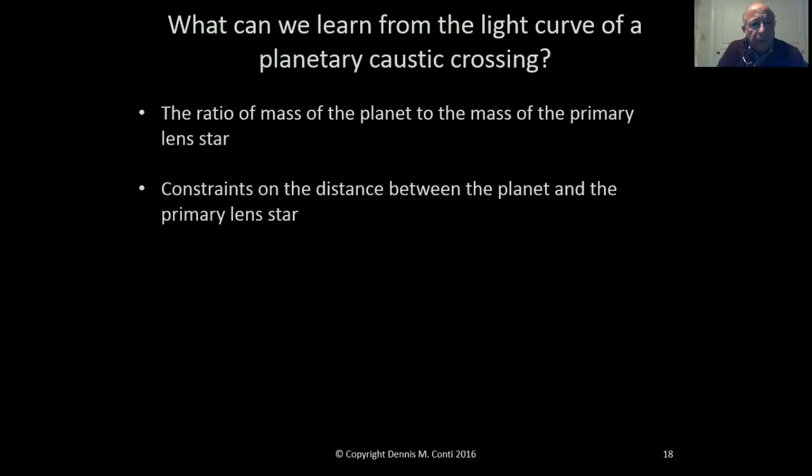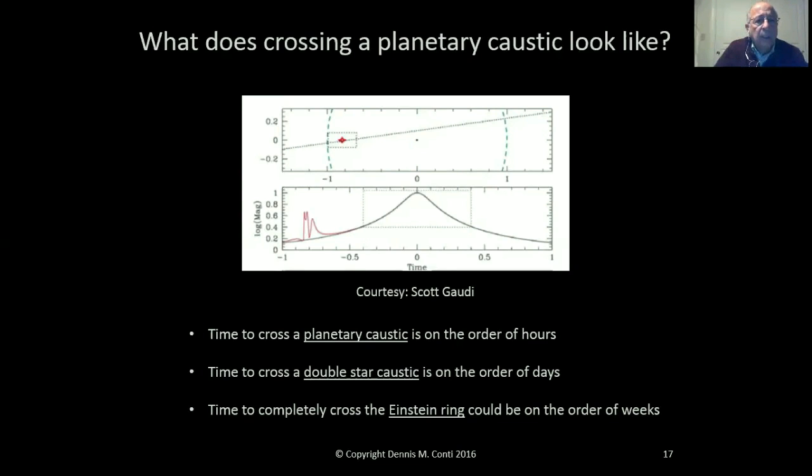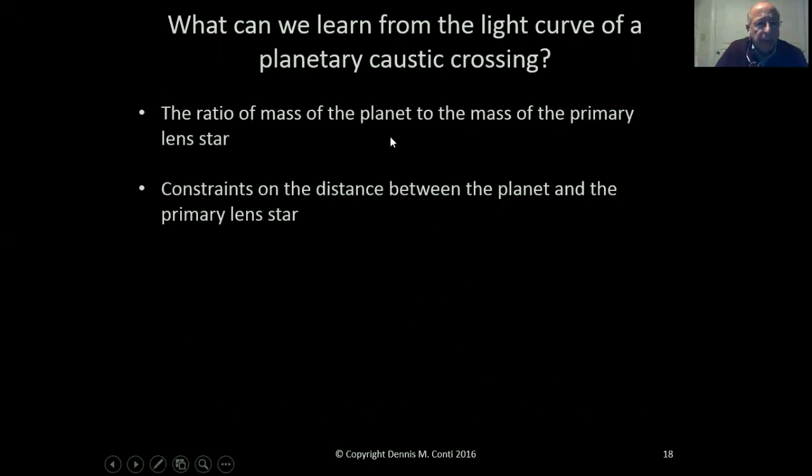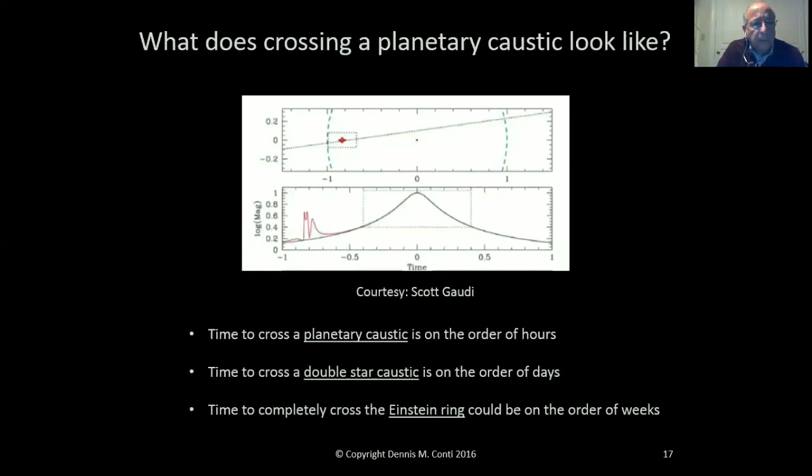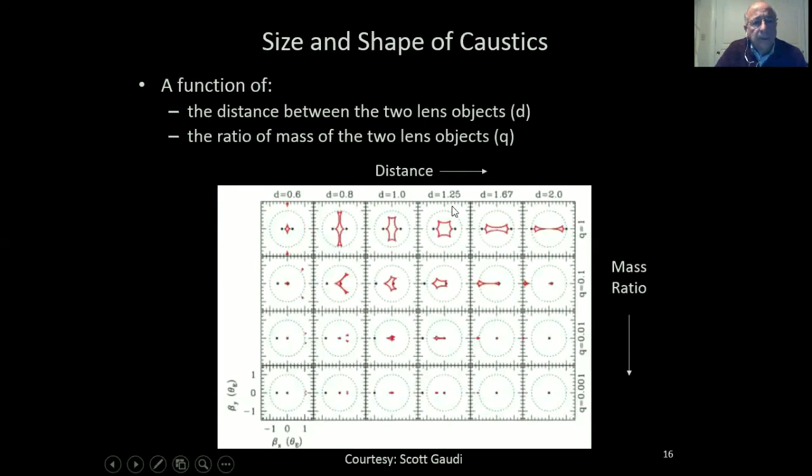So what can we learn from the light curve of a planetary caustic crossing, namely of a background star that happens to be cutting through a planetary caustic? What we can tell is, again, the ratio of the mass of the planet to the primary star, and we can constrain the distance from the planet to the star. So basically, on this diagram here, we can indicate where we are.